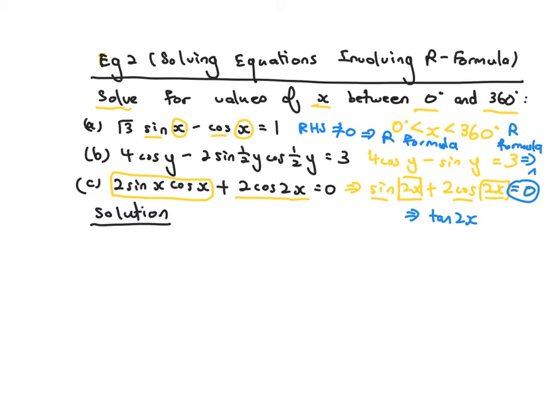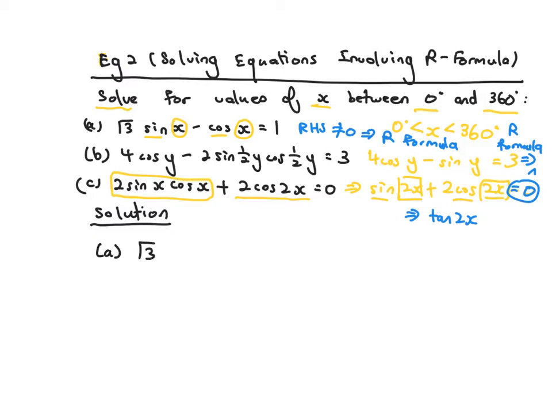Alright, so by observing the different characteristics of each question, you then decide what sort of formula you're going to use. Right, so let's go ahead and use R formula for questions A and B, and then for question C, because the right hand side is 0, we're going to change to a tangent 2x instead, starting from A.